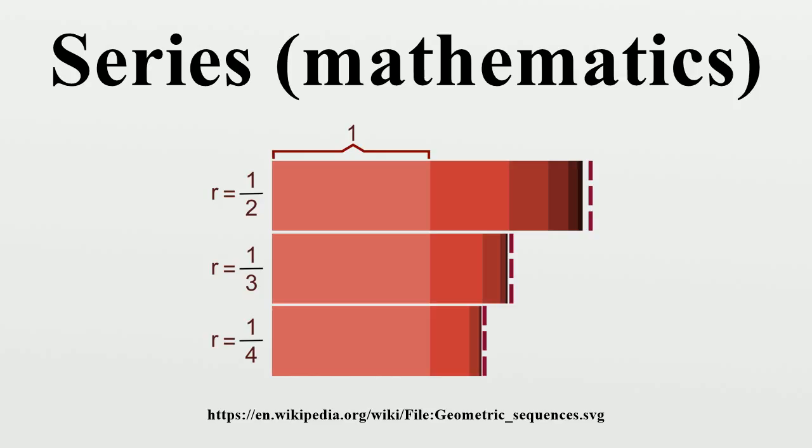Comparison test 2. If Bn is an absolutely convergent series such that the ratio of an plus 1 to an is at most the ratio of Bn plus 1 to Bn for sufficiently large n, then the series of an converges absolutely as well. If Bn diverges and the ratio of an plus 1 to an is at least the ratio of Bn plus 1 to Bn for all sufficiently large n, then the series of an also fails to converge absolutely. Ratio test. If there exists a constant c less than 1 such that the absolute value of an plus 1 over an is less than c for all sufficiently large n, then the series converges absolutely.